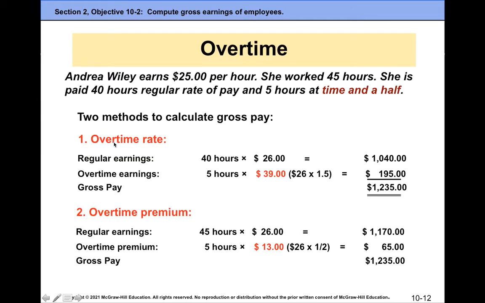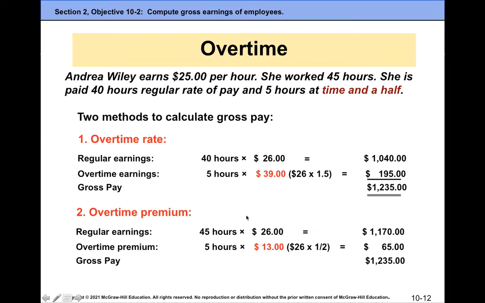One method is called overtime rate. Another one is called overtime premium. Right here, Andrea earns $25 per hour. She worked for 45 hours. She gets 1.5 over 40 hours. It doesn't matter which method you use, your final amount is the same. Gross pay is the same. Under overtime rate, I take 40 hours at the regular rate, and then any hours above 40 multiplied by the overtime rate. Overtime rate is your regular rate multiplied by 1.5.